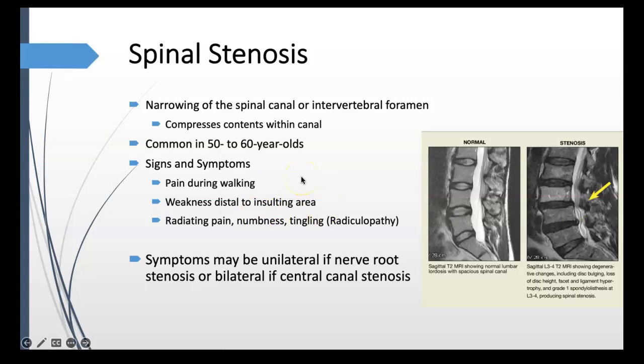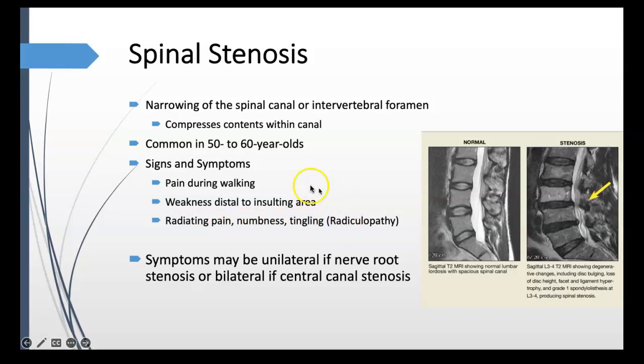In terms of the signs and symptoms a patient is going to present with, they're going to have pain during walking because there's going to be increased load to the lumbar spine area, indirectly placing more pressure on the spinal cord via that osteophyte formation. Weakness distal to the insulting area. For example, if the osteophyte formation and stenosis is occurring at L4, then you're going to have weakness in L4, L5, S1, S2, S3 nerve roots, if that makes sense. So weakness below that. You're going to have radiating pain, numbness, and tingling, or what we would call radiculopathy.